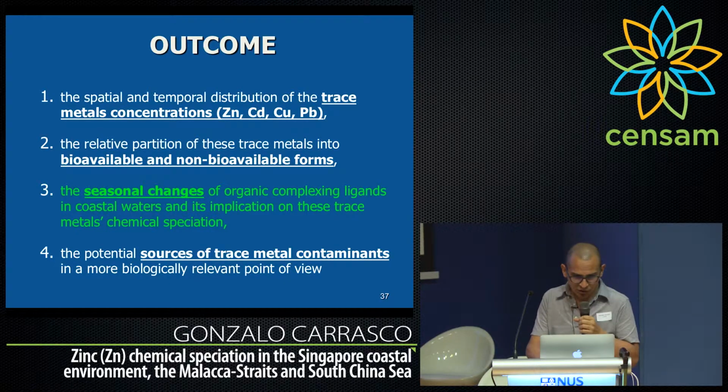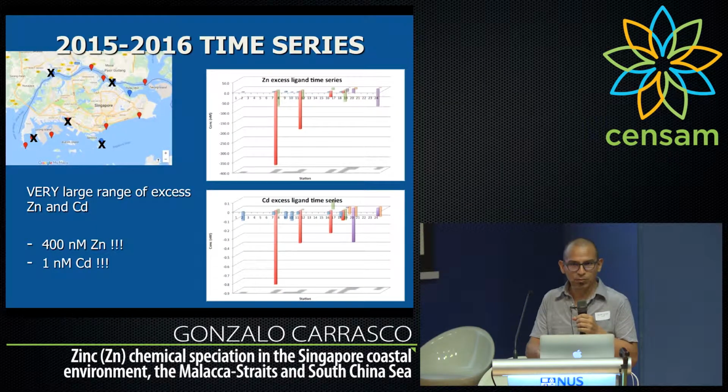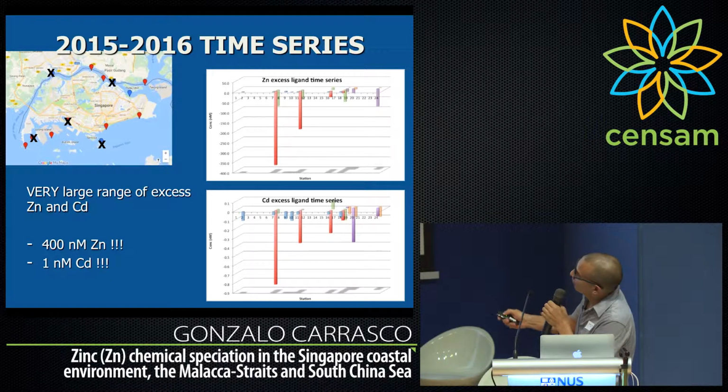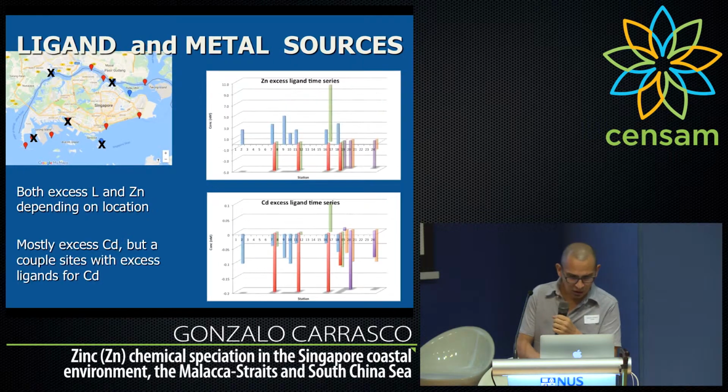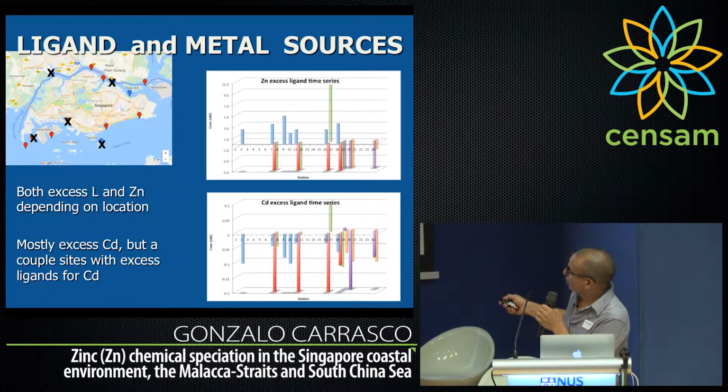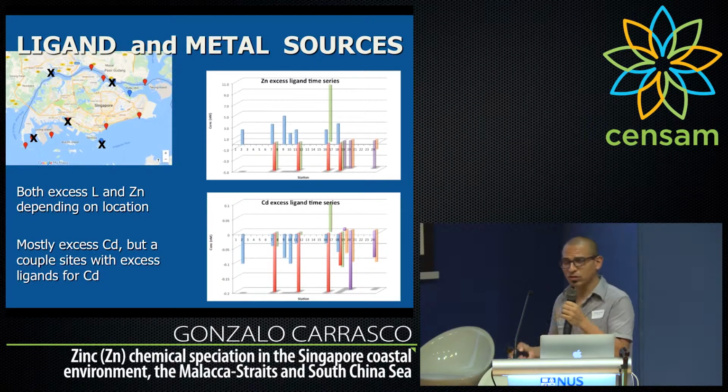We found some seasonal changes as well. We studied this. We haven't done it on the Malacca Straits. We've done the seasonal changes only around Singapore. And what we found was that on these 5 sites, and I will go over each one of the 5 sites pretty quickly, the range is huge. We go from 0 to 400 nanomolar zinc and all the way to 1 nanomolar cadmium. And there are some that are excess metals, some that are excess ligands. So it's apparently a really confusing place.